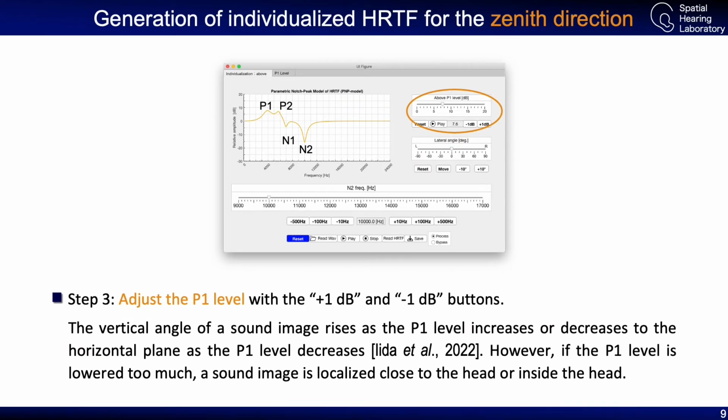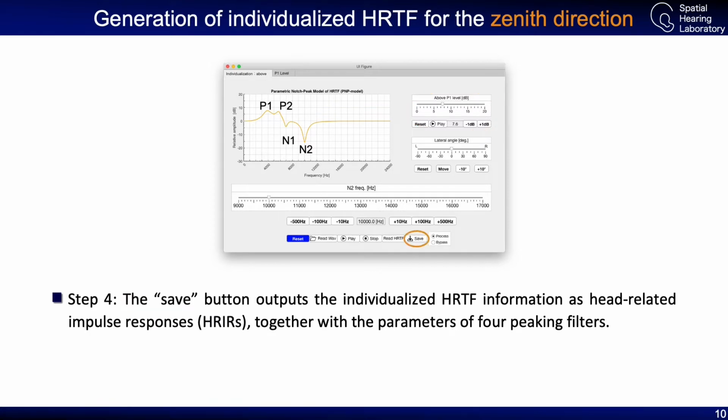Step 3. Adjust the P1 level with +1 dB and -1 dB buttons. The vertical angle of a sound image rises as the P1 level increases, or decreases to the horizontal plane as the P1 level decreases. However, if the P1 level is lowered too much, a sound image is localized close to the head or inside the head. Step 4. The Save button outputs the individualized HRTF information as head-related impulse responses, together with the parameters of 4 peaking filters.